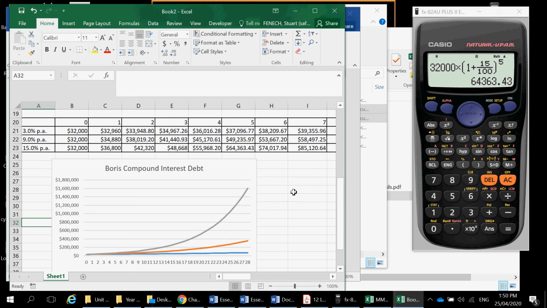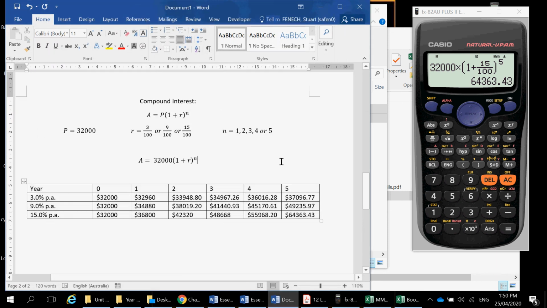What you need to be able to do is create that table of values back here. You need to be able to do these calculations and create these tables for compound and simple interest. You need to be able to copy it in, have it in Excel, and form a graph.